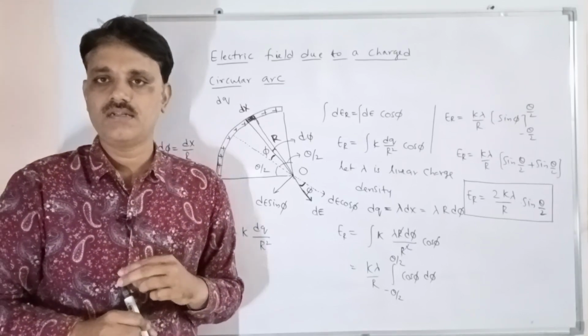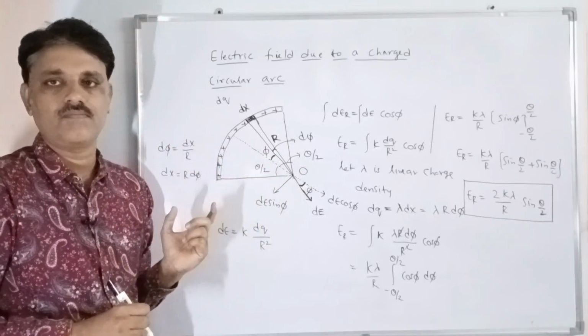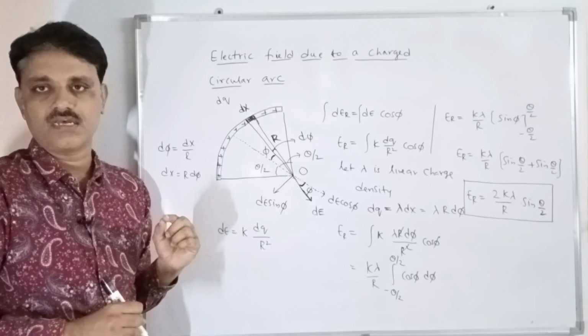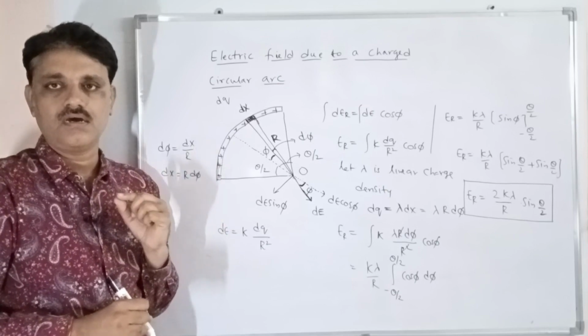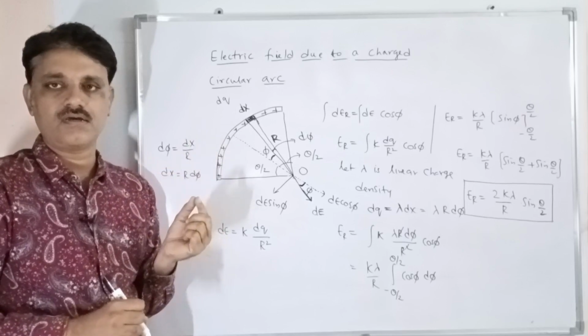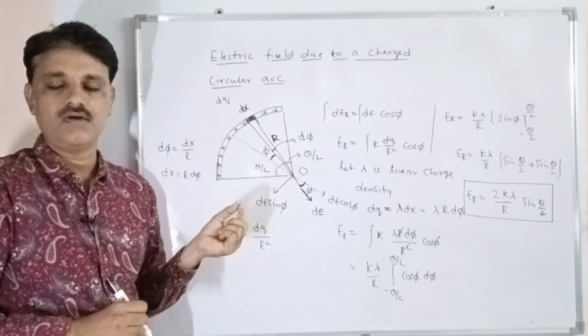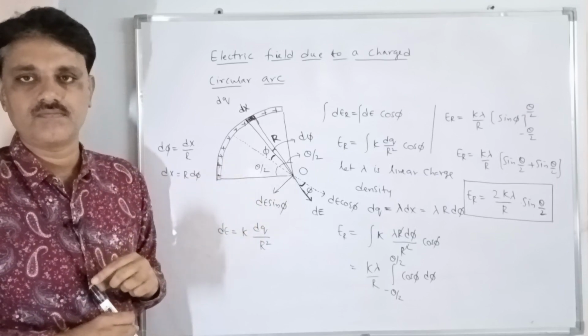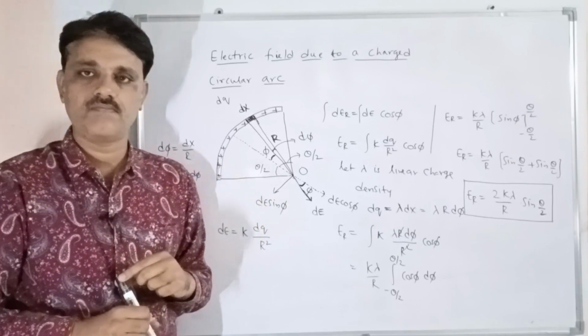Okay, and this is a very important point. In any continuous charge distribution, initially we take a small portion of it, then with respect to that small portion we calculate the component of field, and finally we apply the limits to that component by integration.